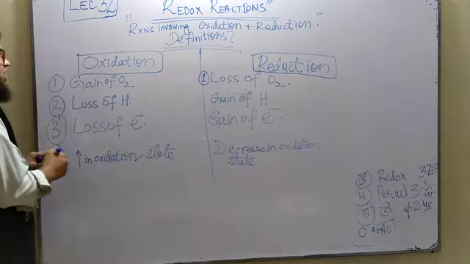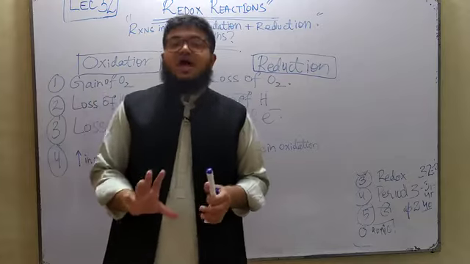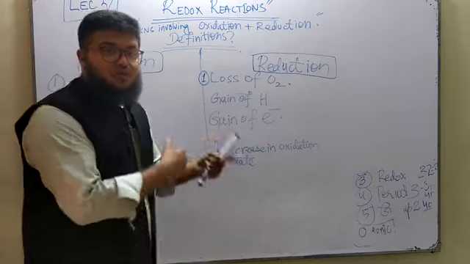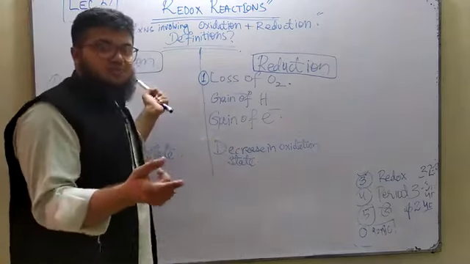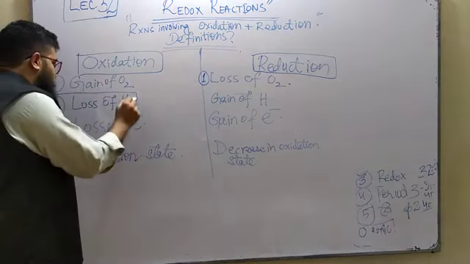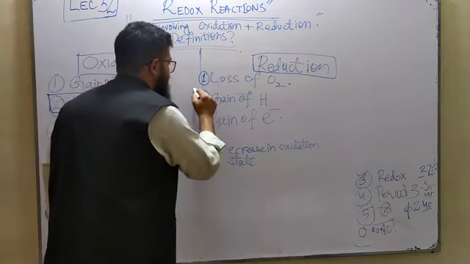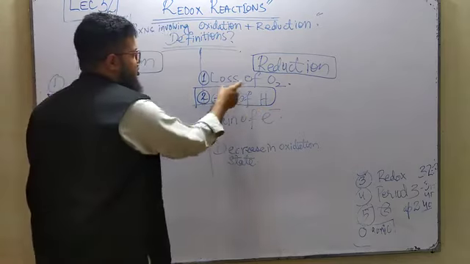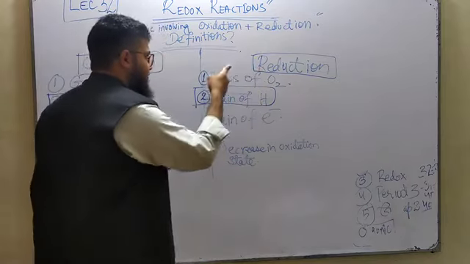Now, after oxygen comes the second definition, which is in terms of hydrogen. Basically it's the reverse of oxygen. Over here oxidation meant gain of oxygen; in terms of hydrogen, it means loss of hydrogen. Loss of hydrogen is oxidation, whereas gain of hydrogen is reduction. So in terms of hydrogen the definition is going to switch. Over there it was loss of oxygen for reduction, but in case of hydrogen it's gain of hydrogen for reduction.